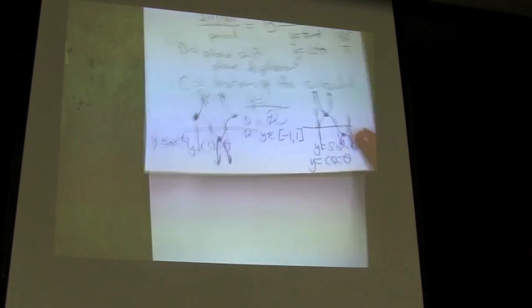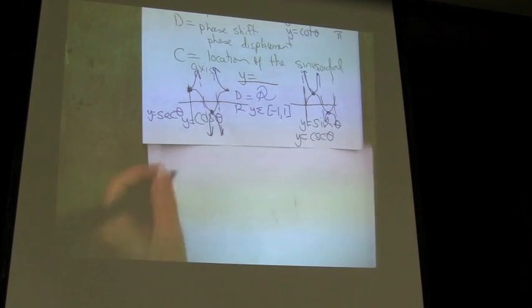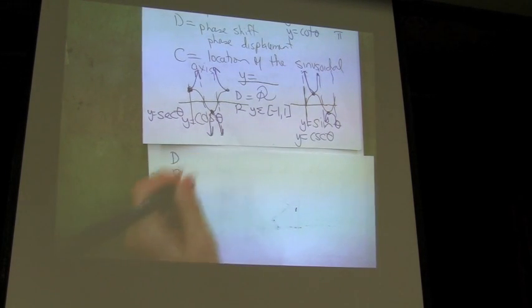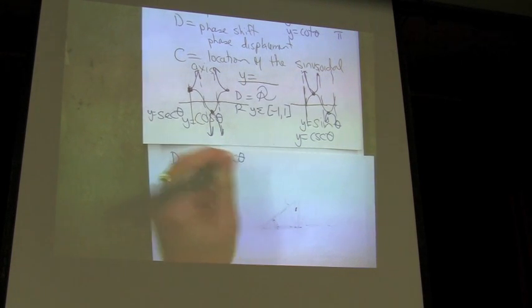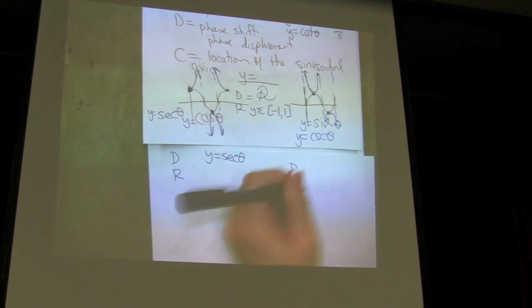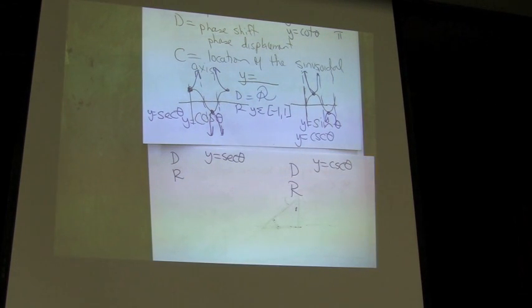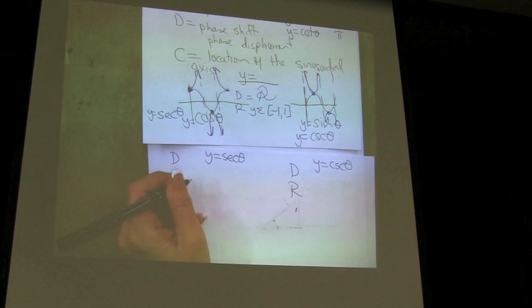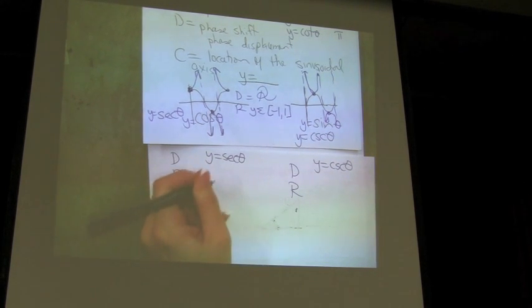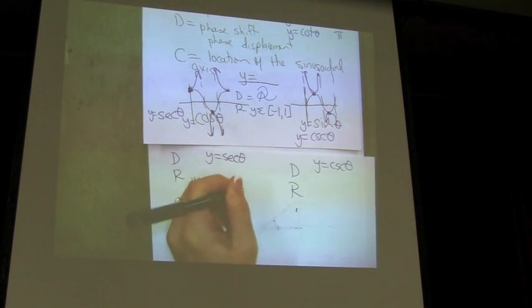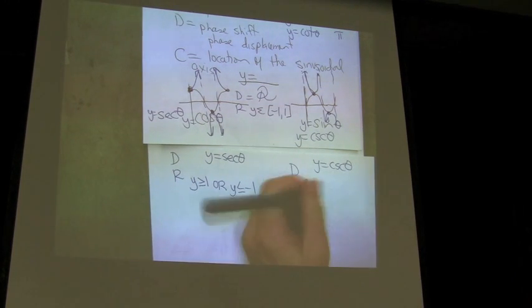So, what is the domain and range of y equals secant theta? What is the domain and range of y equals cosecant theta? What's the easier one? The range. Because the range for secant and cosecant is basically what isn't the range for sine and cosine, right? And so the range would be y is greater than or equal to 1, or y is less than or equal to -1. Same here.